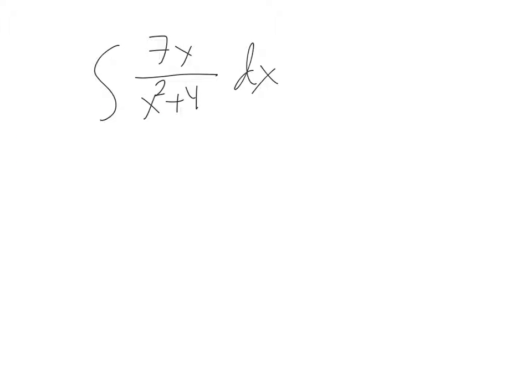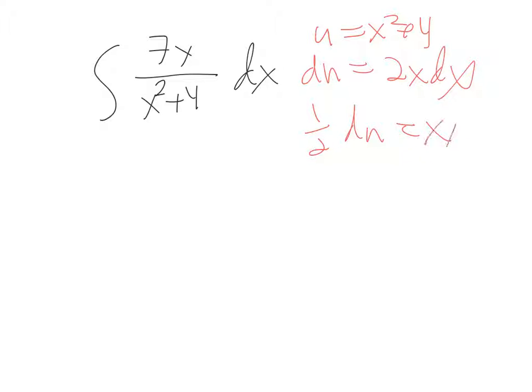So here's another one. It looks suspiciously like another log function. What if I say u equals x squared plus 4, and I say du equals 2x dx? I'm not seeing that extra 2 kicking around, though I am seeing a constant 7. So 1/2 du equals x dx. What that lets me do is write 7/2 times the integral of x.